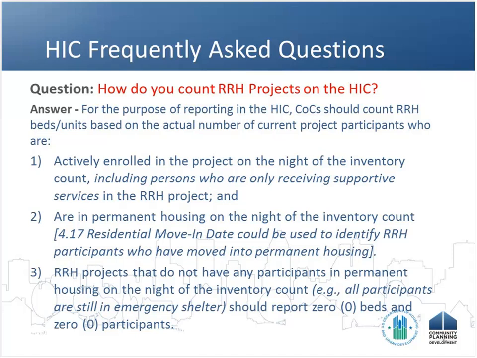So if you have a rapid rehousing project with no persons on that night, you can still enter that rapid rehousing project on your HIC and just put 0 beds and 0 units. That's more for your purpose of knowing you have that and logging that you have an active rapid rehousing project even though no one is there on that night. So that is how you record your rapid rehousing beds and units in the housing inventory count.